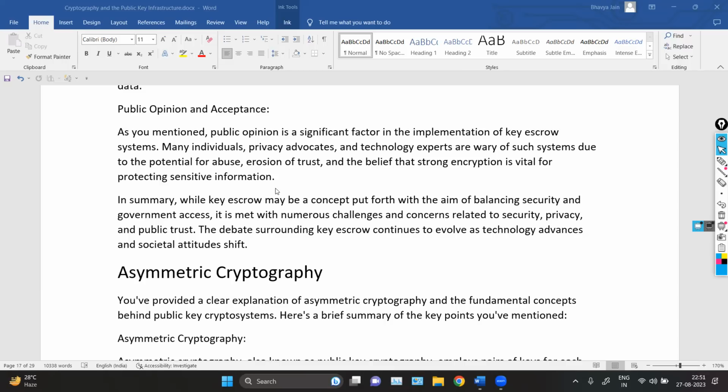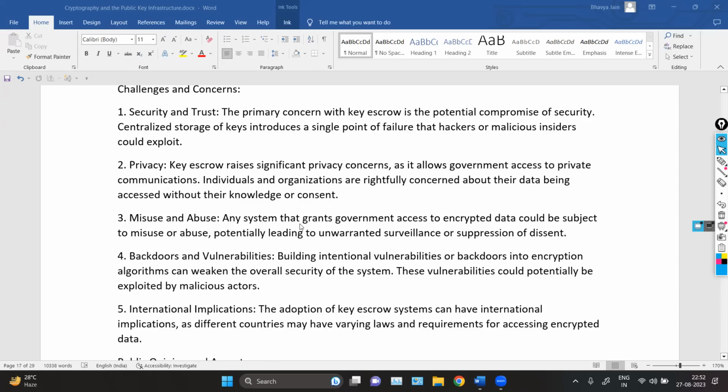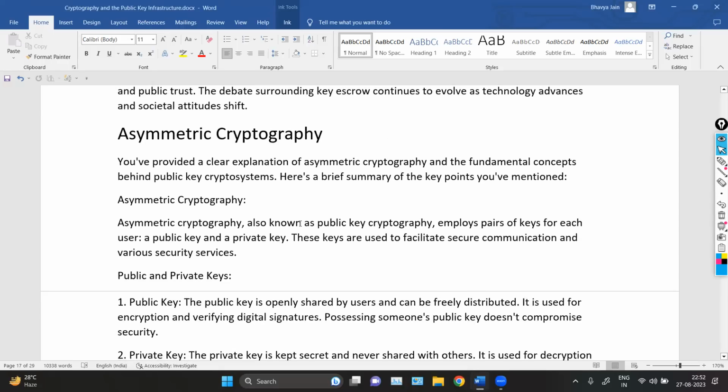So key escrow is met with numerous challenges and concerns related to security, privacy, and public trust. That is why key escrow is all about the various challenges you will face. So always think before giving your key backup to any other user or company.